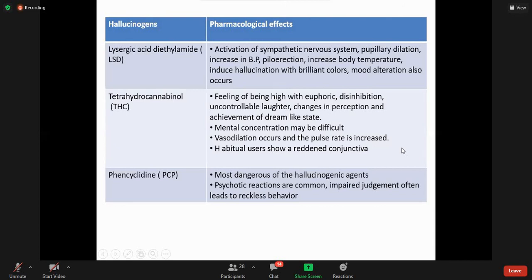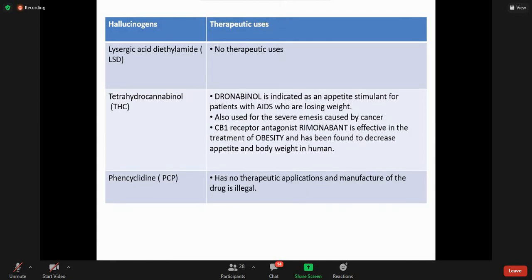So some babas used to take tetrahydrocannabinoids, marijuana commonly, right? And phencyclidine, pharmacological effect, most dangerous of the hallucinogenic agents. Psychotic reactions are common. Impaired judgment often leads to reckless behavior, right? Therapeutic use, lysergic acid diethylamide, no therapeutic use, no medicinal use, right?